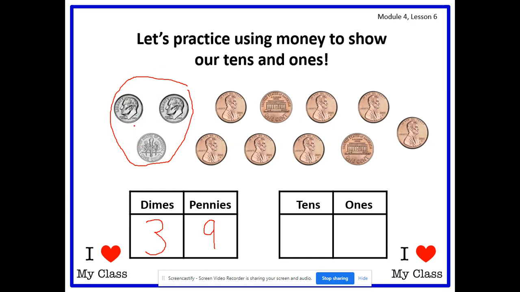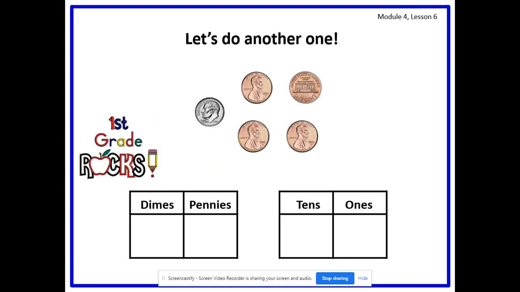How many tens do we have? Get ready. Yes, 3 tens. Very good. And how many ones? Get ready. Yes, we would have 9 ones because the pennies are our ones and our dimes are like our 10 sticks. Good job. Let's do another one.